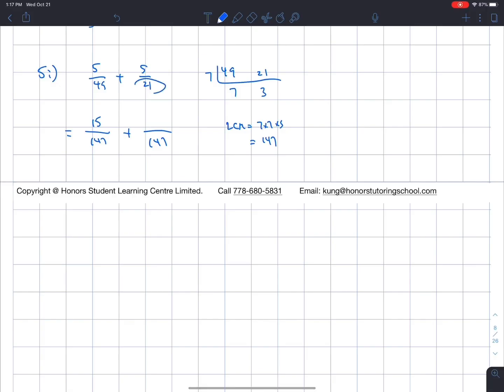And 21, you see 7 times 3 is 21. I just need to times another 7. So 7 times 5 is 35. Because 21 times 7 will give you 147. Now you can add it up. 15 plus 35 is 50. So 50 over 147 would be the final answer.